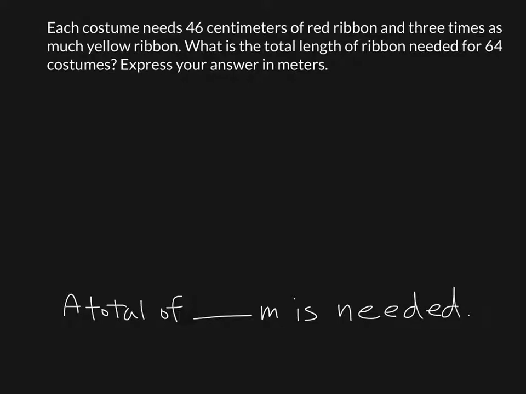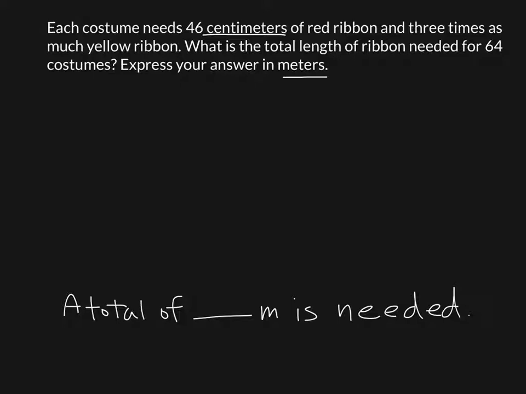And so what I notice right off is that meters is the unit that I need to use in my answer, and centimeters is the unit that the information is given to me in. Centimeters are smaller. I'm converting from a smaller unit to a larger unit. So this time I know I'm going to be multiplying by either a decimal fraction or a vertical fraction in order to do my conversion.